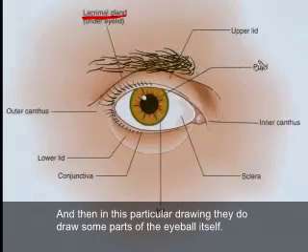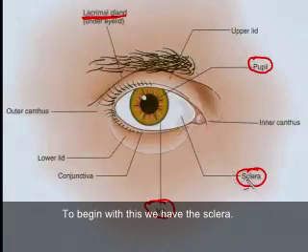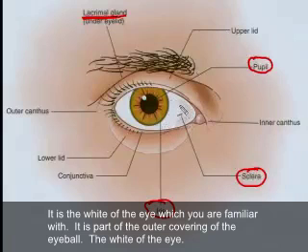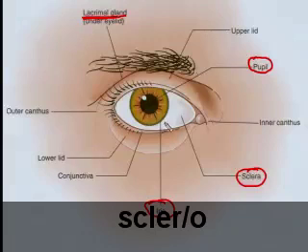And then in this particular drawing, they do draw some parts of the eyeball itself. We have the pupil, we have the sclera, and we have the iris. Okay? And to begin with this, we have the sclera, and the sclera is what? Well, it is the white of the eye, which you're familiar with. Any part of the outer covering of the eyeball, the white of the eye, is the sclera. And do you remember the word part for sclera? Well, that's sclero, S-C-L-E-R/O.